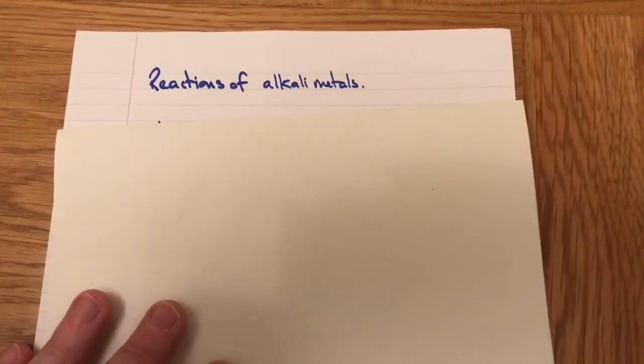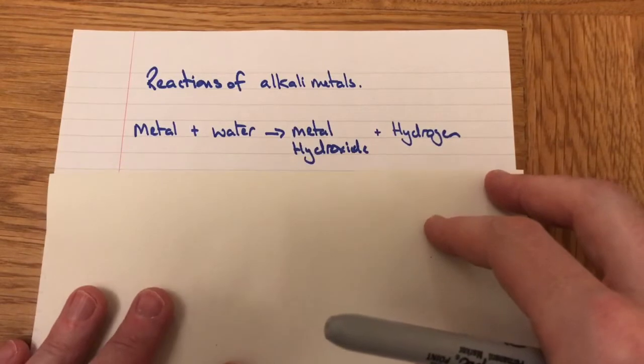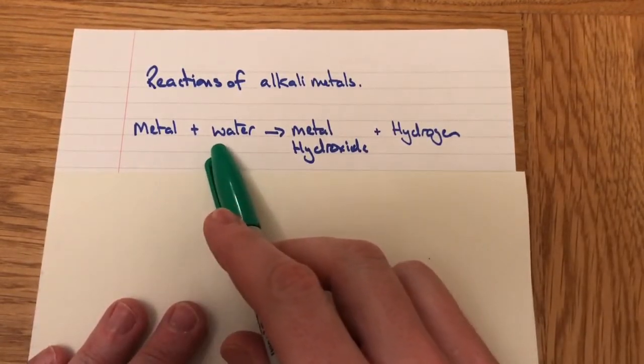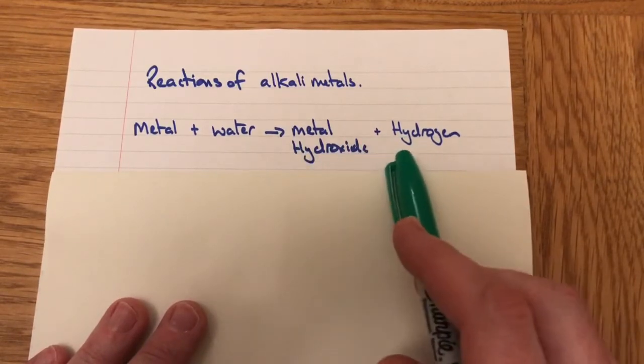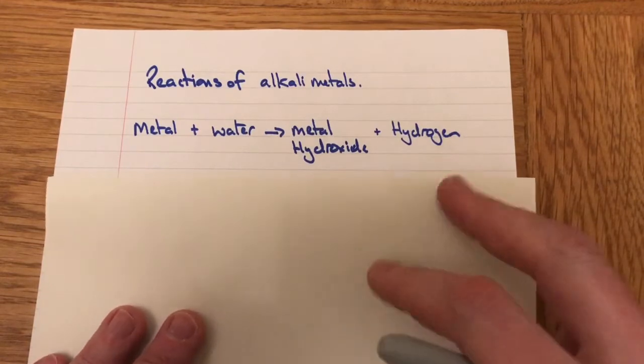Okay, in this video we're going to have a look at the reaction of group 1 metals, the alkali metals. Just start off here with the general equation. So the metal reacts with water to make a metal hydroxide and hydrogen. And we're going to have a look at how we identify these two products during the reaction.